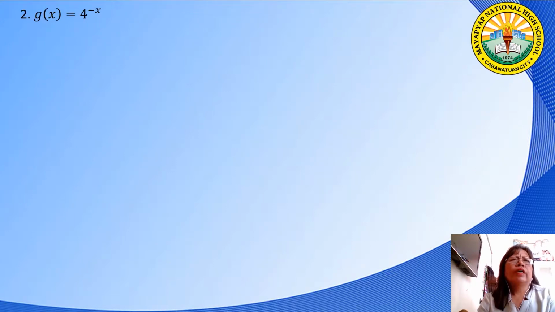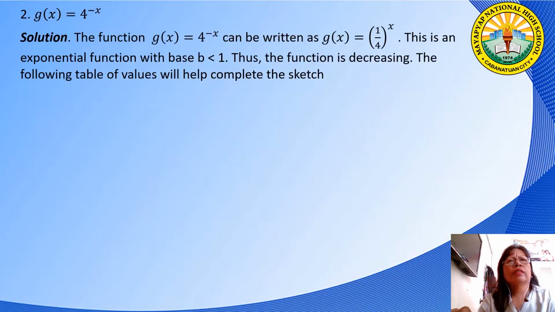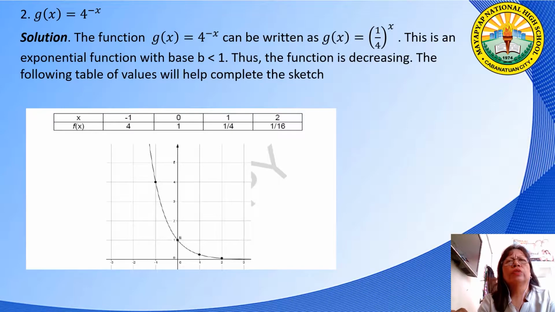Okay, for g of x equals 4 raised to negative x, the function can be written also as g of x equals 1 over 4 raised to x. So this is an exponential function with base b less than 1. Thus, the function is decreasing. The following table of values will help complete the sketch. So this is the table of values for x and y and also the graph. The graph is decreasing to the right.